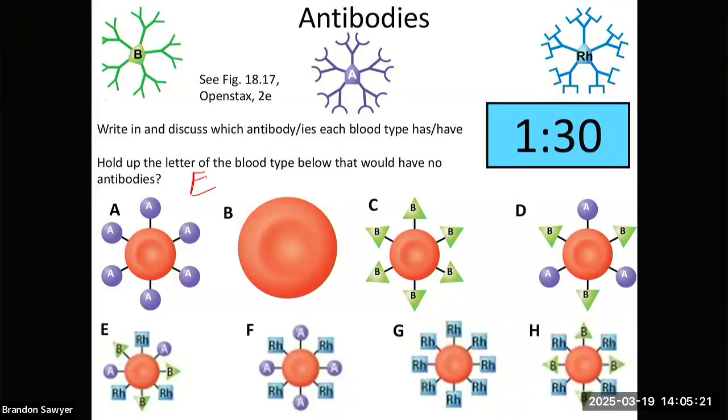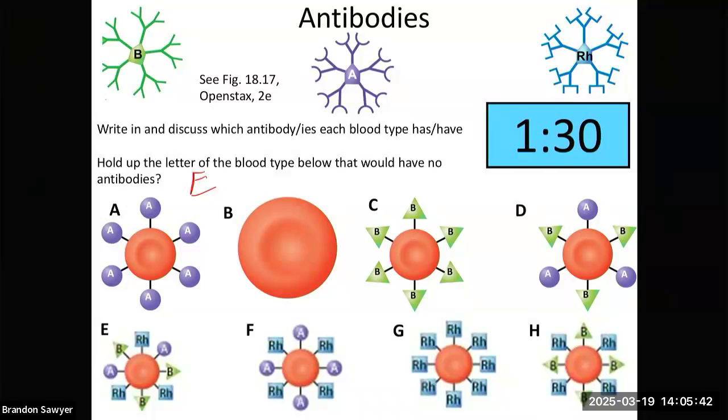Because we'll talk about why that is important in a sec, but if there's no antibodies, then it doesn't matter what kind of blood we put in there because there's no antibodies for that antigen to bind to, right? So we can put any type of blood into this person's blood and it won't be a problem, okay? We'll get to the reasoning behind that next. Okay, so E was there.